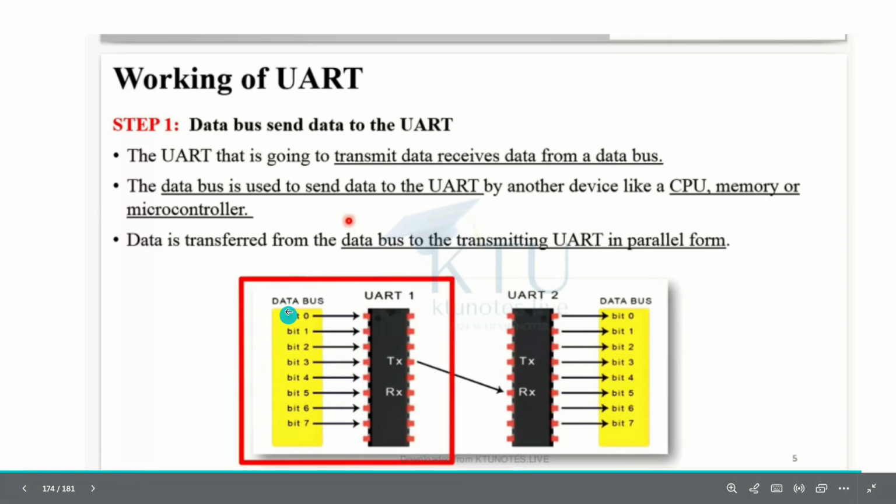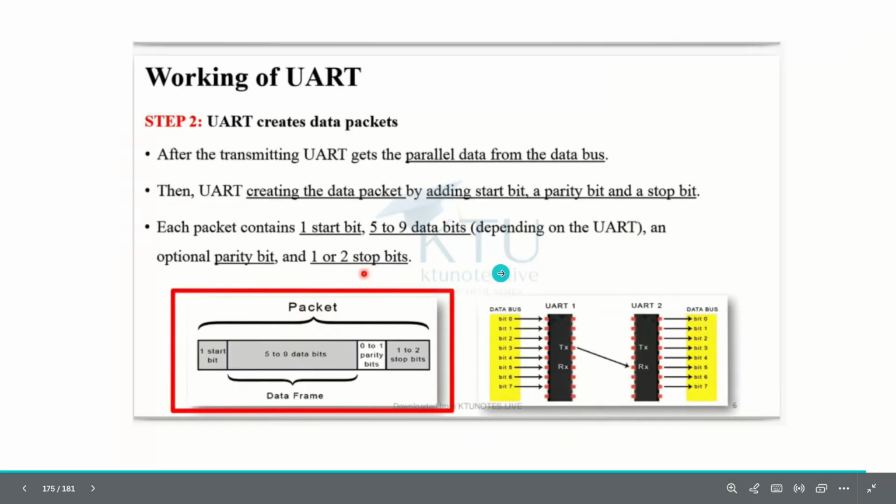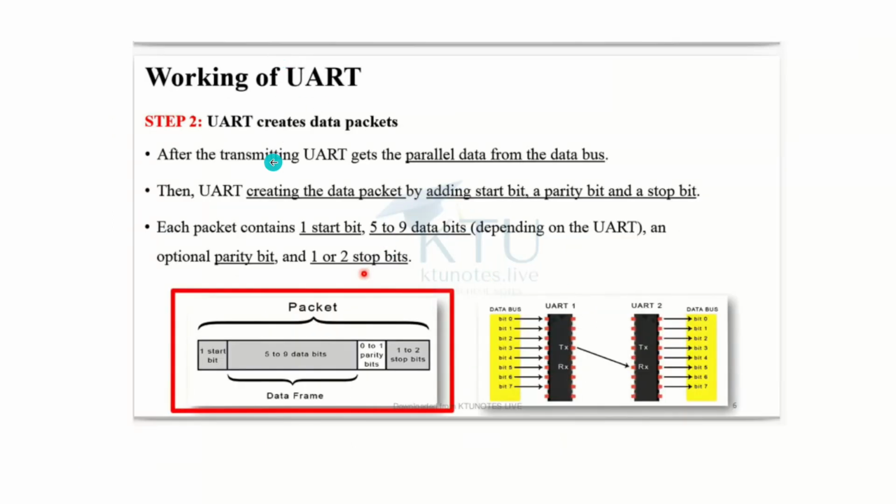This is the first step. From the database the data is transferred in parallel to the UART1, which is then going to transmit to the UART2, right? So now what would UART1 create? Packets. It receives this parallel data from the database. Now it will create a packet.